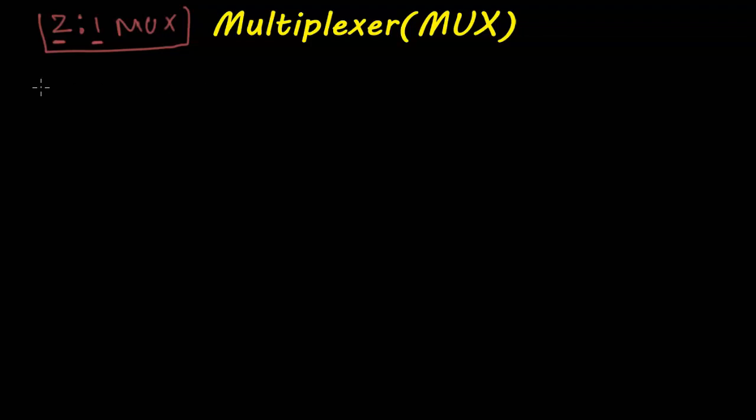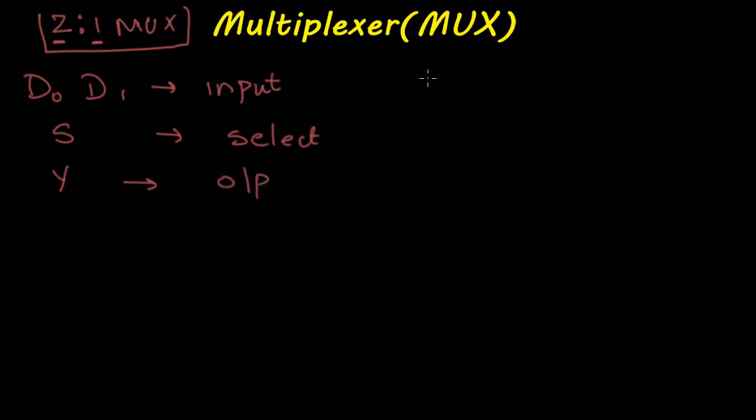So let's see the logic behind this. How do we write it? We have inputs D0 and D1. These are my inputs. I have my select line S. This is my select line. And I have my output as Y. So the logic behind how to write a 2:1 MUX is that the output is equal to S bar D0 plus S D1.